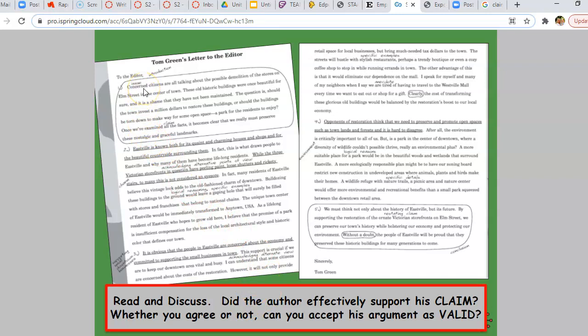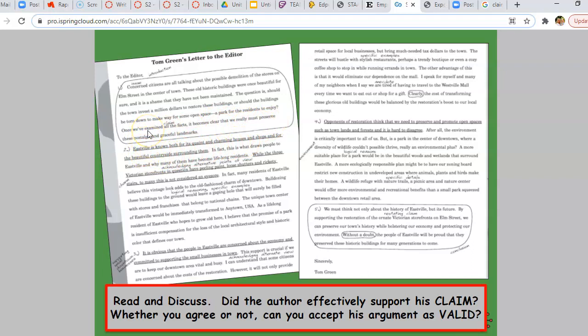Concerned citizens are all talking about the possible demolition of stores on Elm Street in the center of town. These old historic buildings were once beautiful for sure, and it's a shame that they have not been maintained. The question is, should the town invest $1 million to restore these buildings, or should the buildings be torn down to make way for some open space, a park for the residents to enjoy? Once we've examined all the facts, it becomes clear that we really must preserve these nostalgic and graceful landmarks.